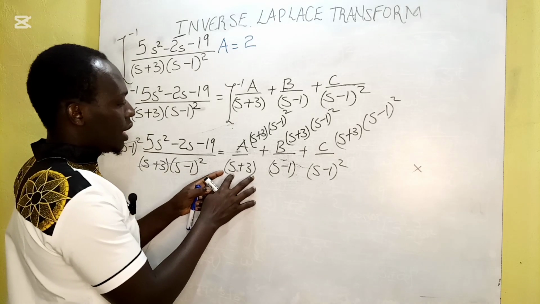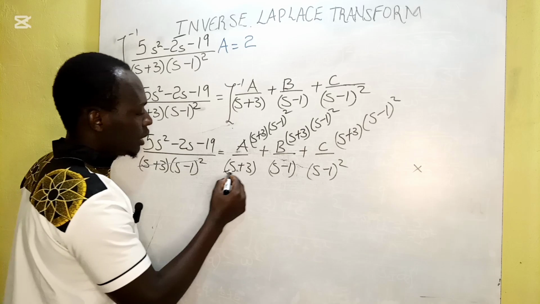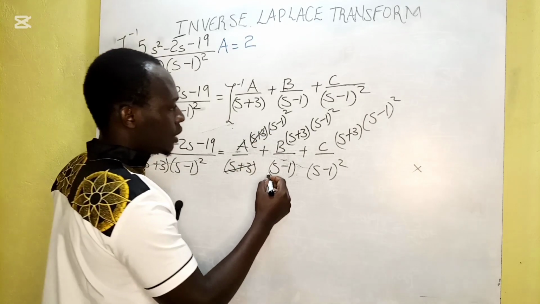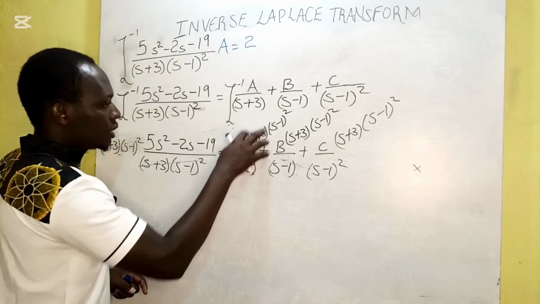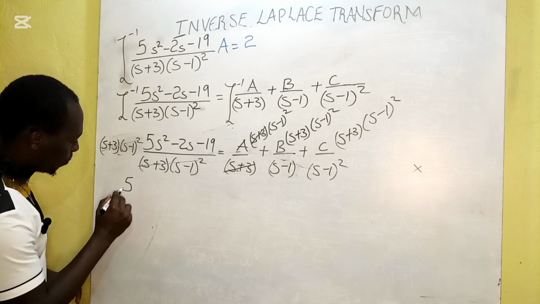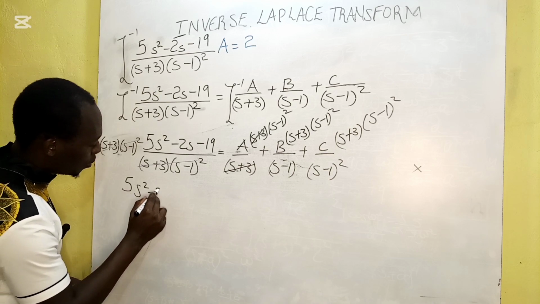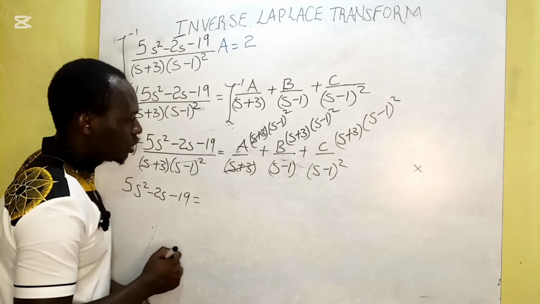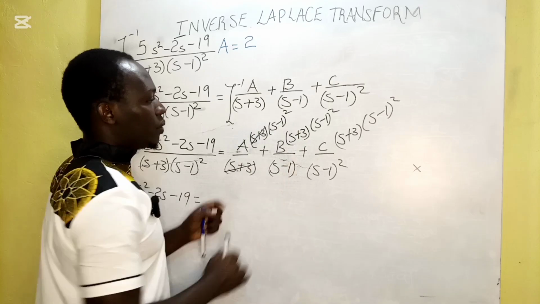When we take our denominator here, we multiply by this function, you are going to find that this one and this one will cancel out. In our second bracket, now when this one and this one have cancelled out, we are going to have 5s² − 2s − 19 equals our function here, we multiply by whatever we are having here.